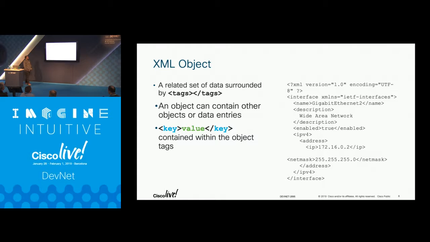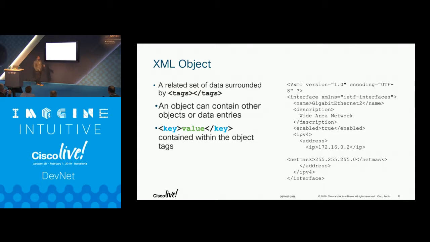As we talked about, XML objects are surrounded by tags. They can contain other objects or data entries, and you can nest them within other objects. And so just like we do with code sometimes, anything under that interfaces object, we see it open up at the top there. We don't see a closed tag for it until we get to the bottom. So everything that's within that is defined within the scope of that interface definition, okay?